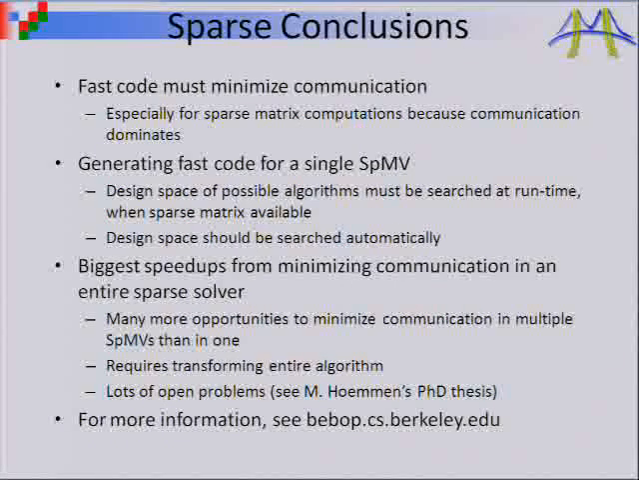So just to conclude then, minimize communication. I think I've said that enough times now. We can generate fast code for a single sparse matrix-vector multiply. That's worth doing. There's a big design space. It has to be searched at runtime, so we need lots of heuristics to make that happen. But the biggest speed-ups come from taking the entire sparse solver, the entire GMRES algorithm, and reorganizing it in a non-obvious way so that the entire thing minimizes communication. We have lots of papers on this ongoing research, and there's a website for it.